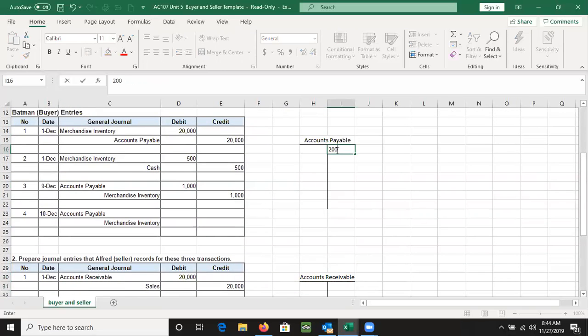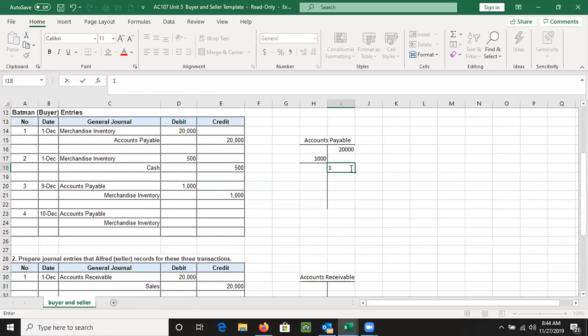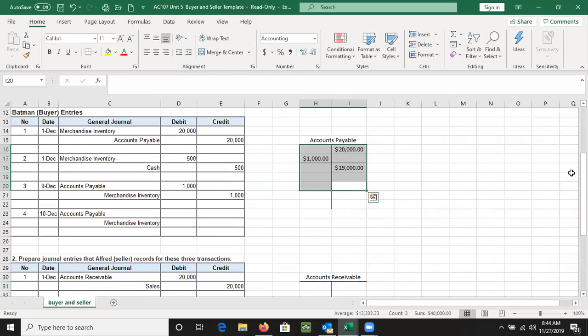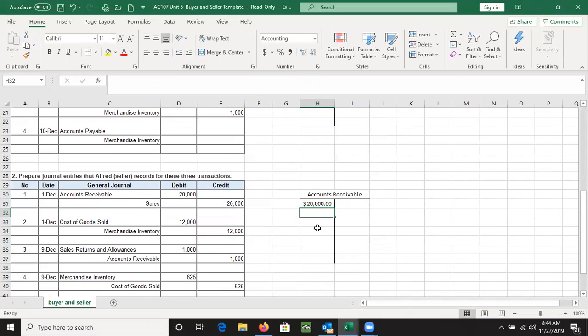So Batman Company originally recognized a $20,000 credit to accounts payable. Now they debited accounts payable $1,000. So how much is left that Batman owes Alfred? Only $19,000. All right, this is key. I want to make it money so it's more visible. On the accounts receivable, kind of same start. Alfred originally recognized that Batman owes him $20,000. He decreased the balance by $1,000. Now, what he expects to receive from Batman is $19,000.